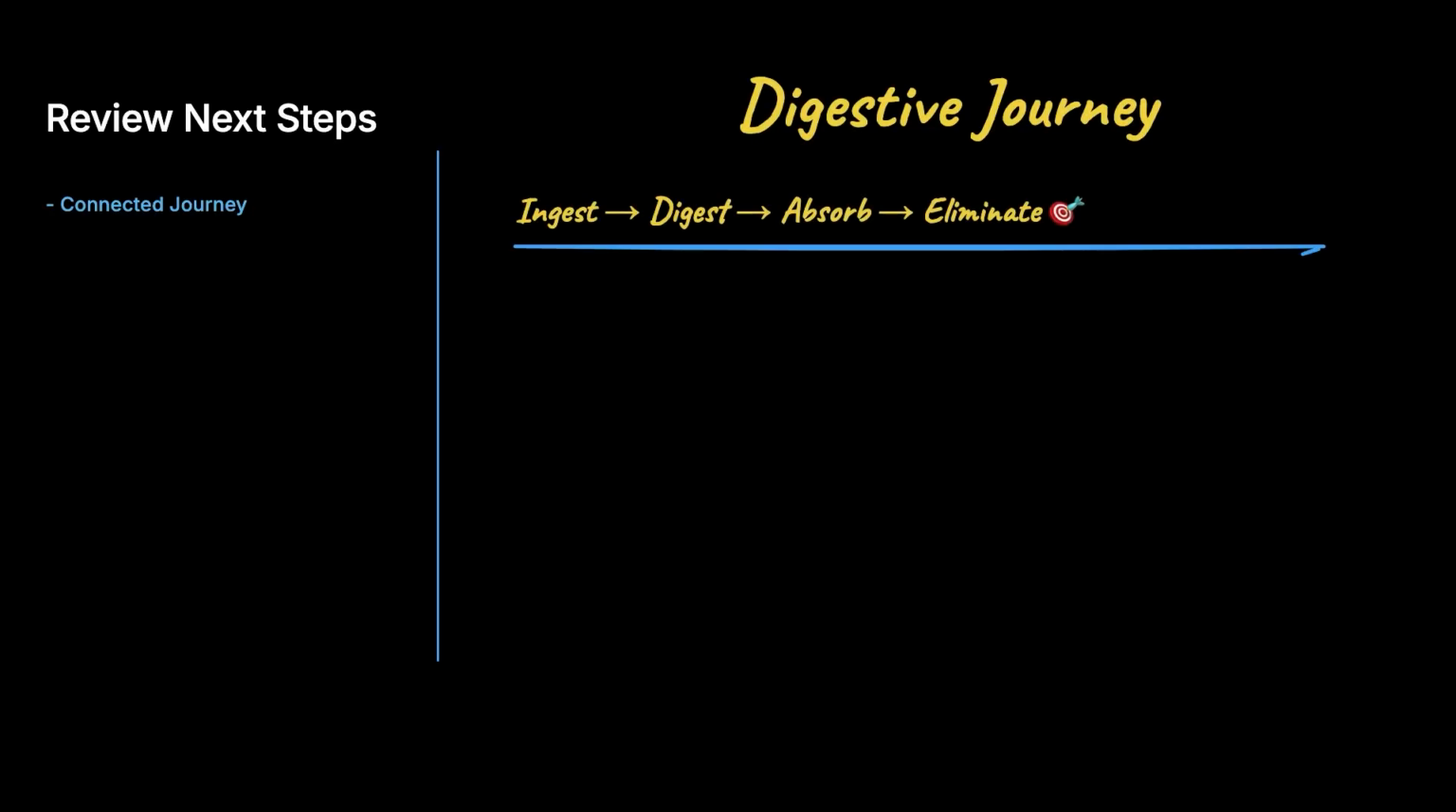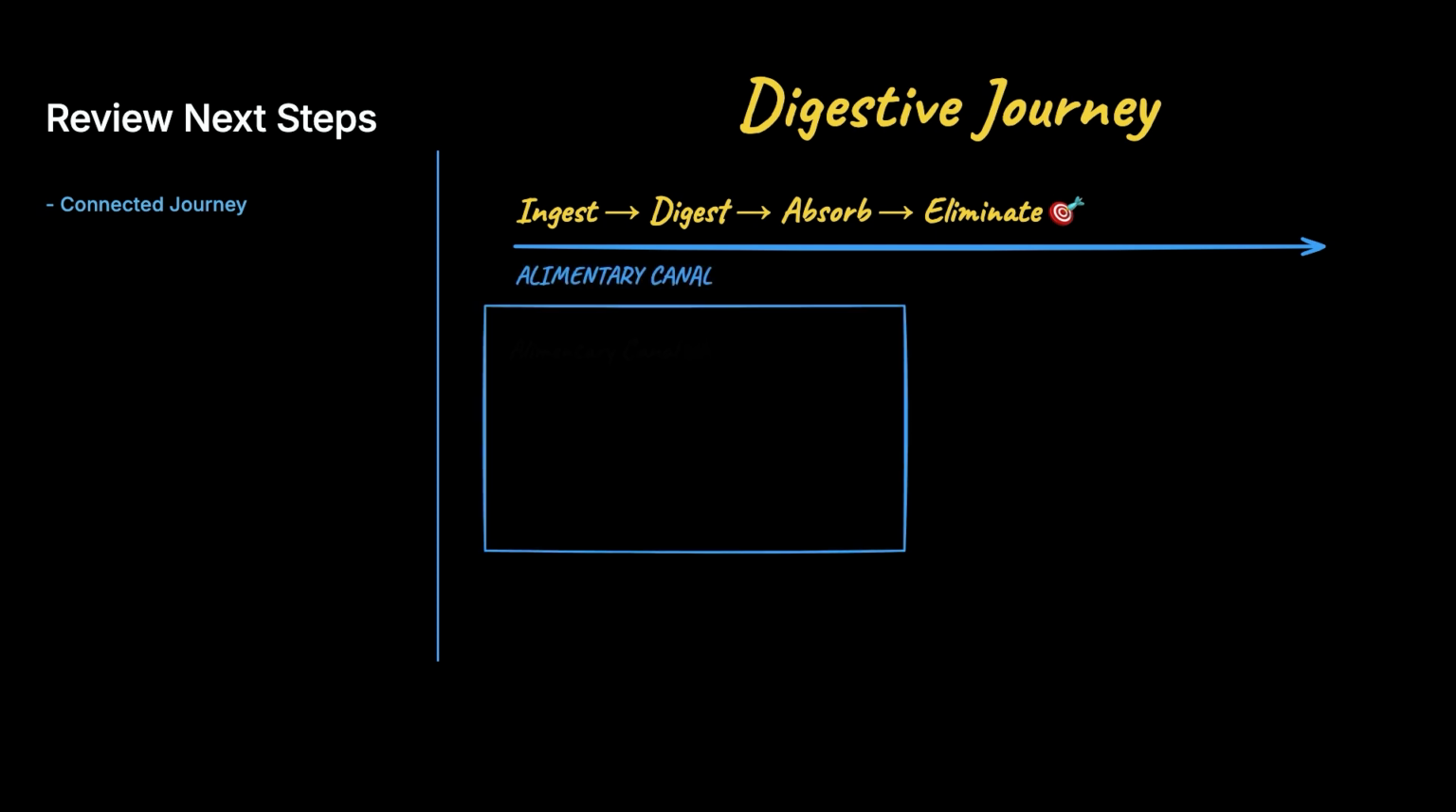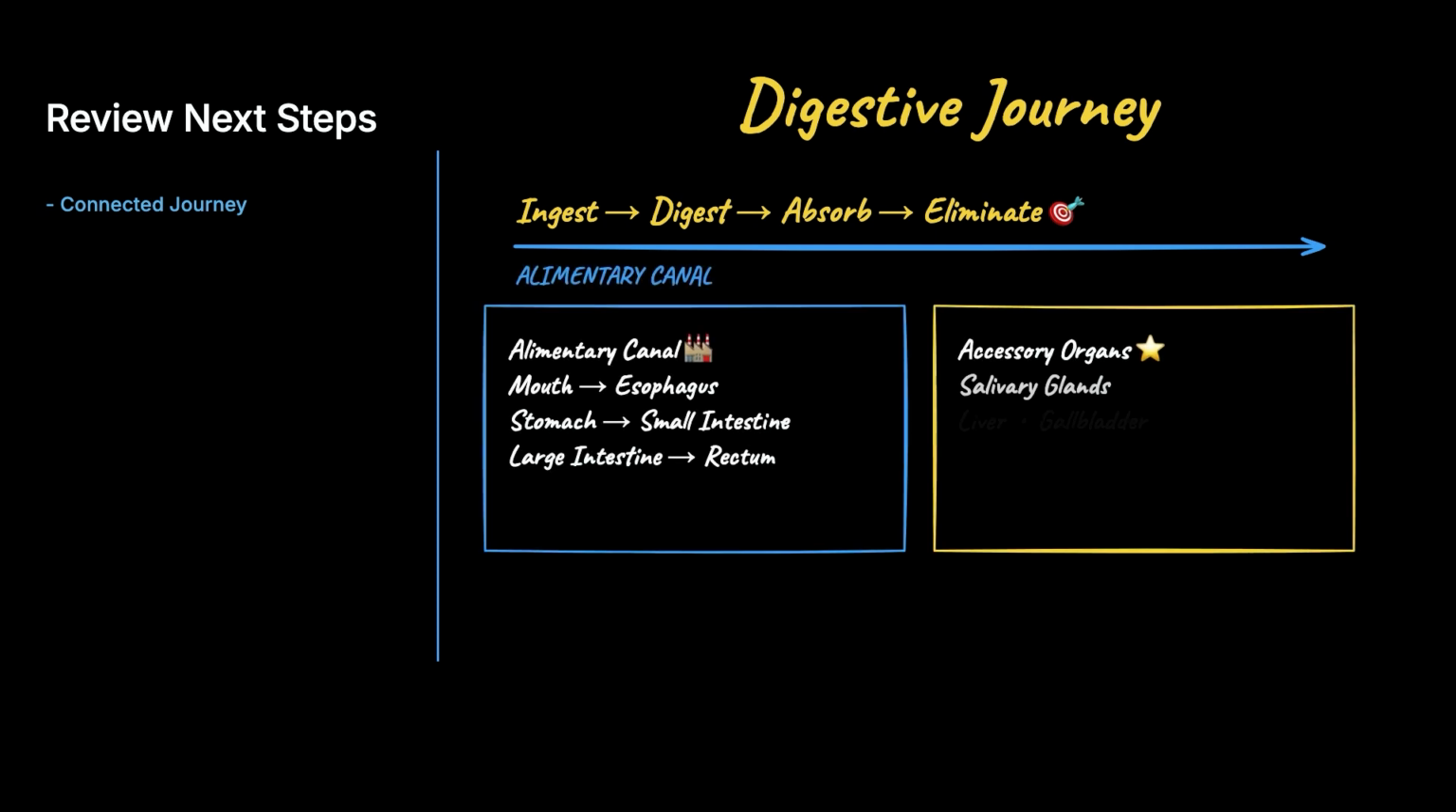Let us bring it home. You now understand the digestive system as one connected journey. Food is ingested, digested, absorbed, and finally eliminated. It travels through the alimentary canal, while the accessory organs, the salivary glands, liver, gallbladder, and pancreas add their secretions. Every region has specialized cells and structure suited to its task.